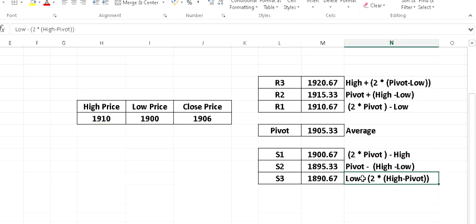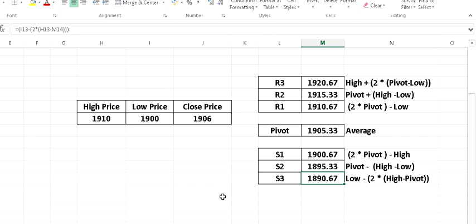And then for support 3, you subtract the pivot from the high price. This is your pivot. You subtract it from your high price. This is your high price. And then the value that you get, you multiply it by 2. And then you remove that multiplication, whatever value you get, from the low price. So that should give you your support 3.